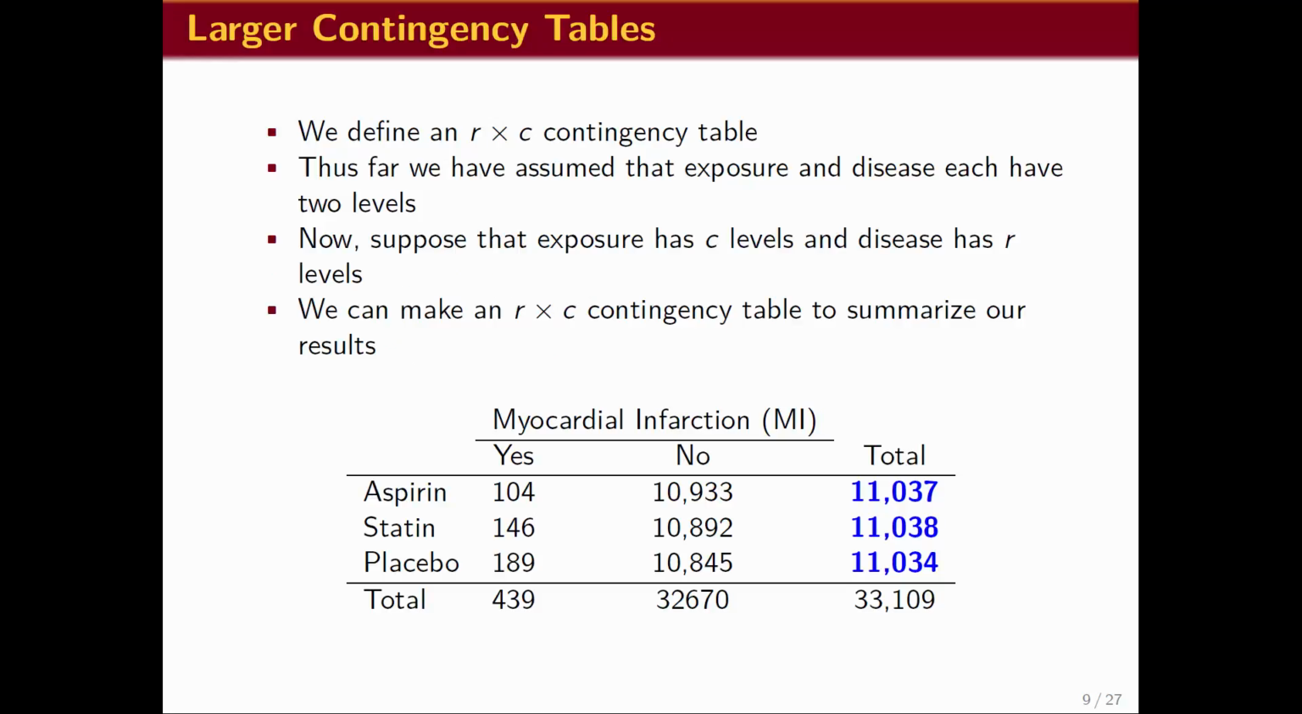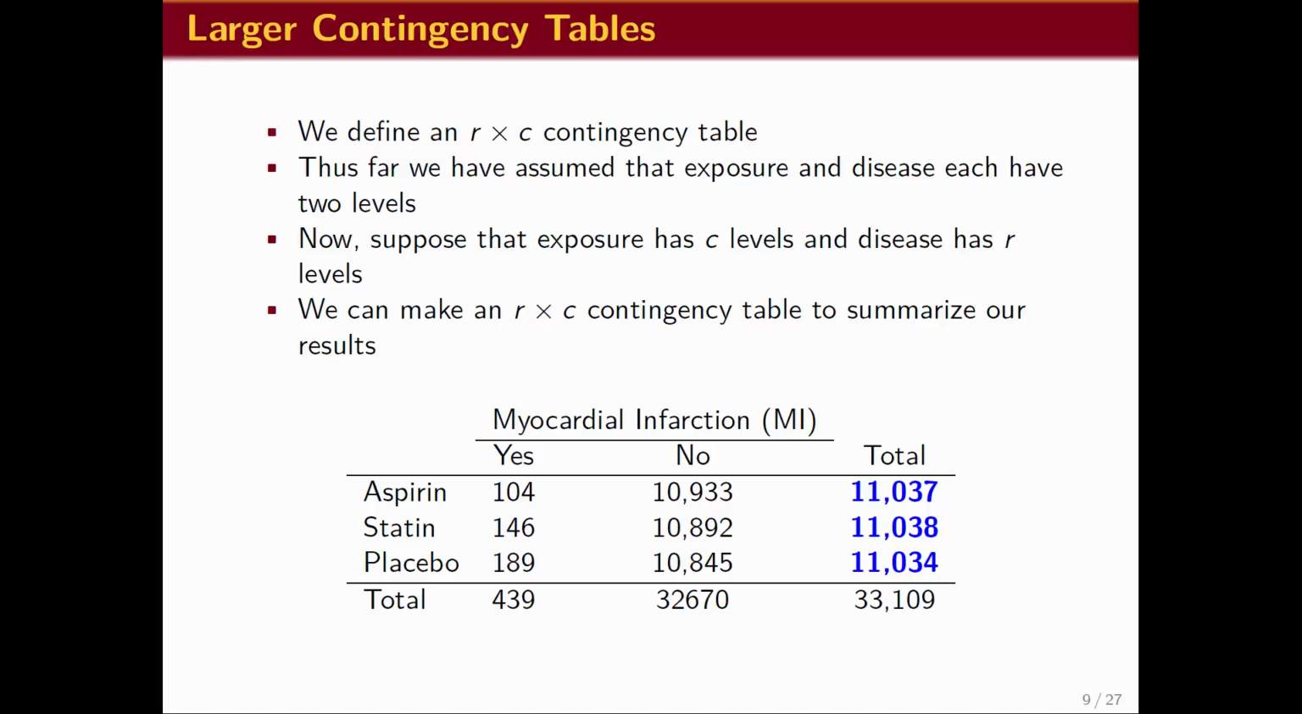Okay, so everything we've dealt with so far has been for 2x2 tables, right? Yes, no exposure, yes, no disease, right? Yes, no treatment, yes, no, whatever your outcome is. But of course, there are a lot of situations in which you want to arrange your data with more than 2 rows and more than 2 columns. So here's a perfect example.